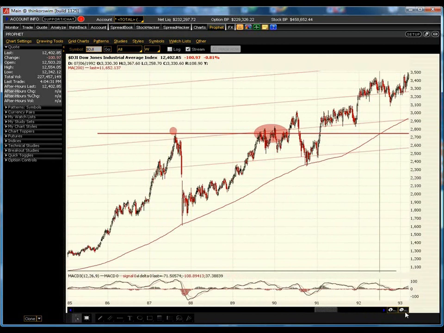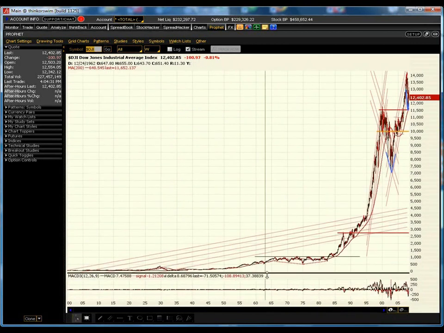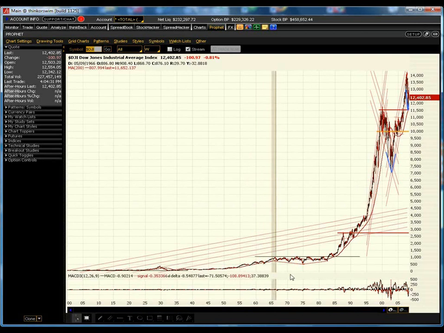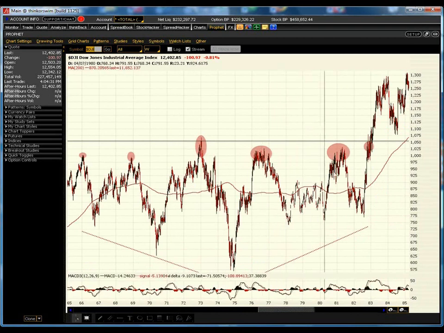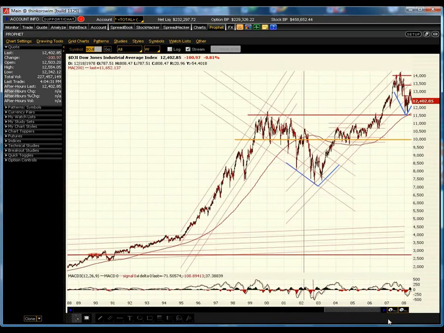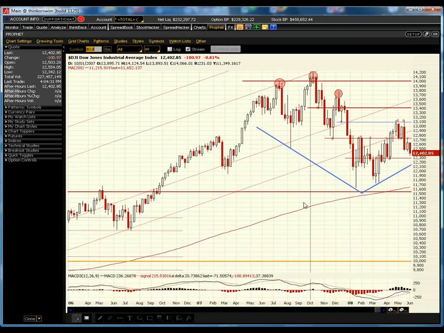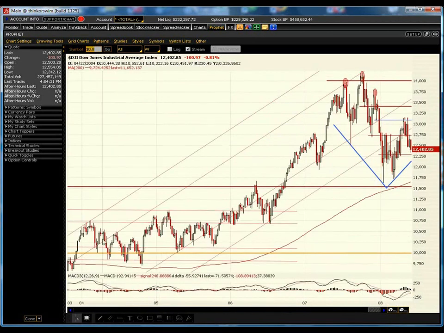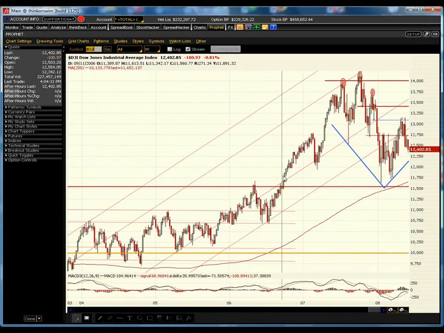There was one resistance level here from 1966 all the way to 1985. This was a fairly significant resistance level at the 1,000 level that took a very long time to break through. Do I think it's going to take that long to break through the 14,000 level this time? Probably not, because it seems like every time we hit a new resistance level, the time it takes to break through it is shorter and shorter and shorter.